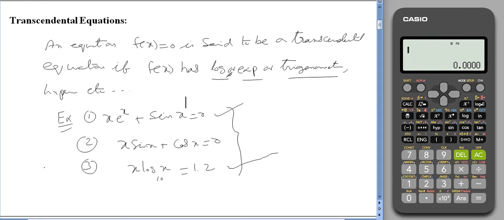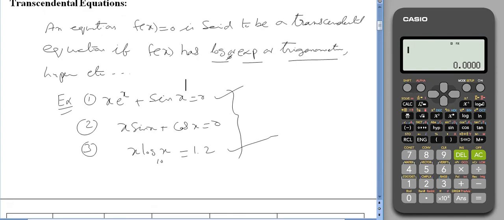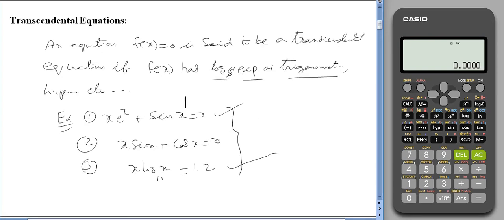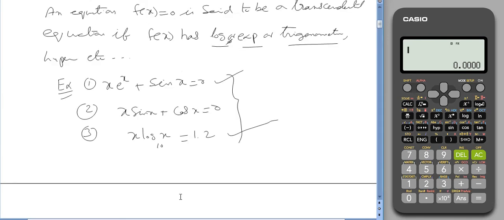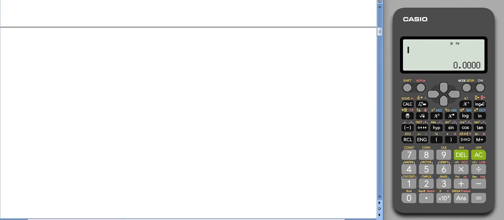Now, coming to the next definition: what is meant by solution? Solution of an equation, whether it is an algebraic or transcendental equation.